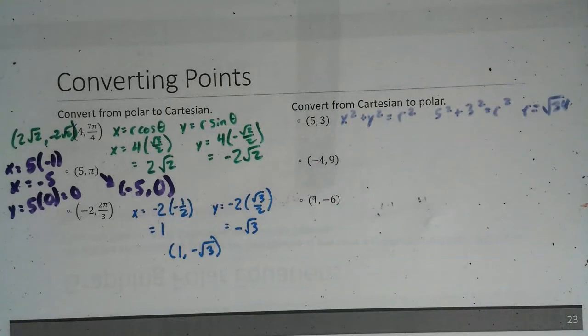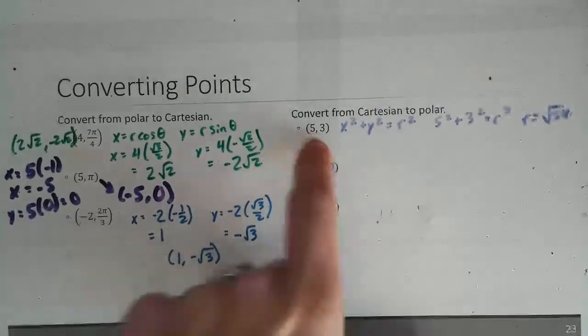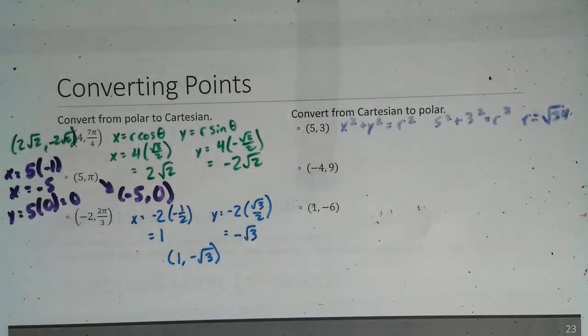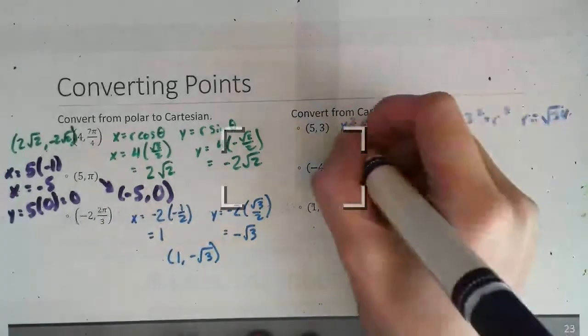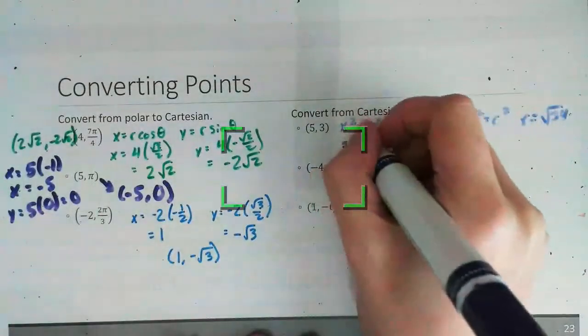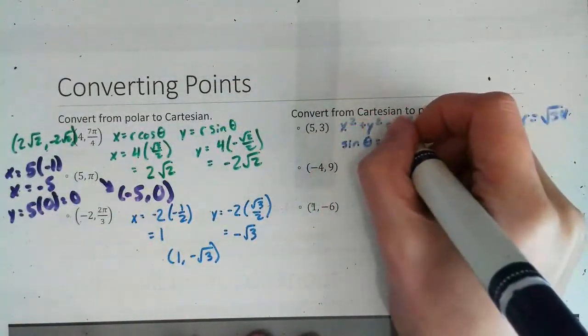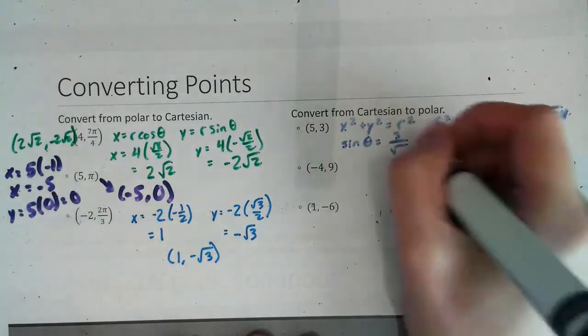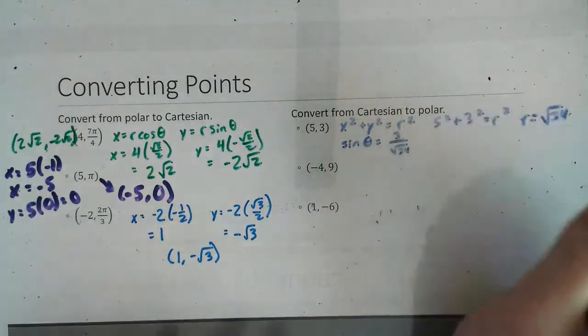Now we need to find theta. 5, 3, that means we have a positive x and a positive y. That means we're going to be in quadrant 1. Yep, the quadrant stuff is still around. We can either use the fact that sine of theta is y over r, or cosine of theta equals x over r, whatever works for you. I'll just use sine because that's what I said first. The sine of our angle theta is equal to our y value 3 over our r value square root of 34.